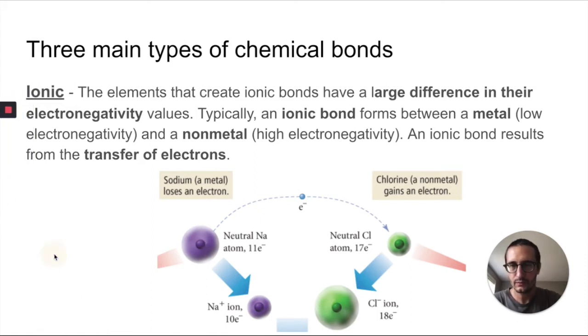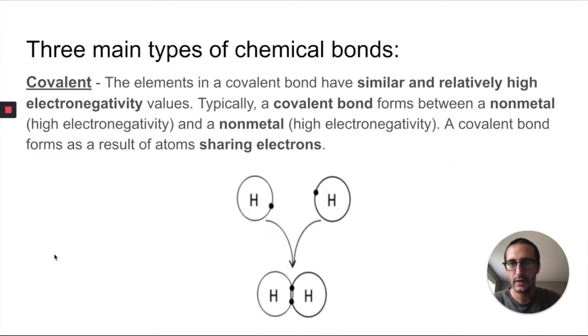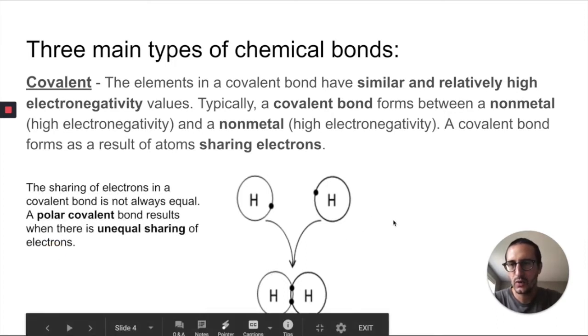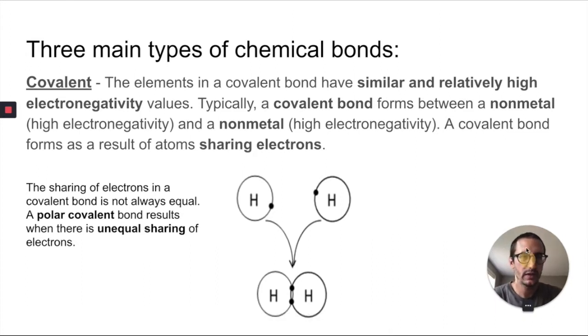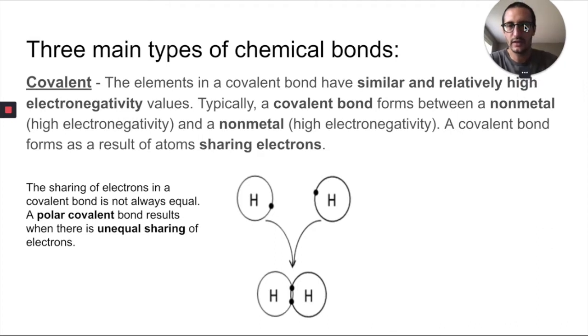A covalent bond: the elements in a covalent bond have similar electronegativities, and those are relatively high electronegativities. A covalent bond forms between two atoms that are non-metals, so they both have higher electronegativities. And we always think of a covalent bond as sharing electrons. It is worth noting that the sharing of electrons is not always equal, and the result of unequal sharing of electrons is a polar covalent bond.